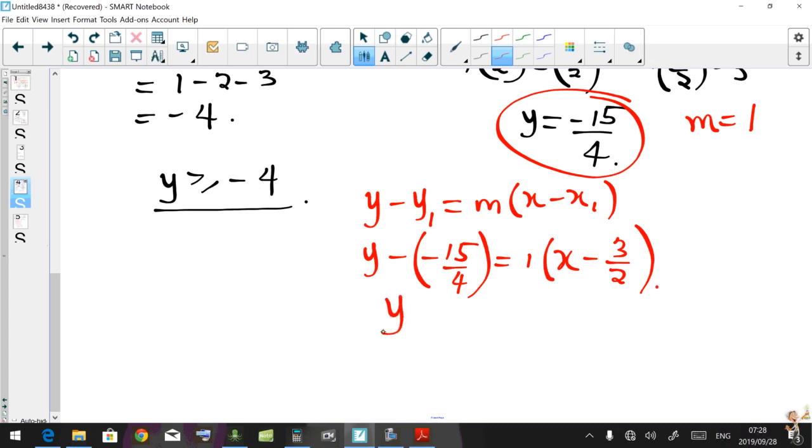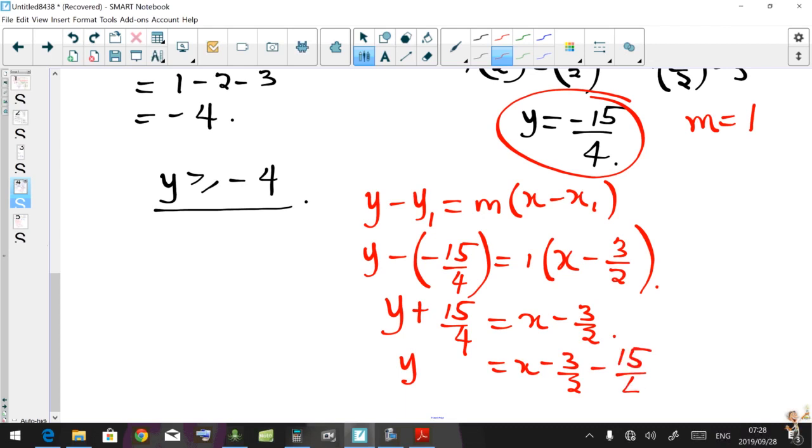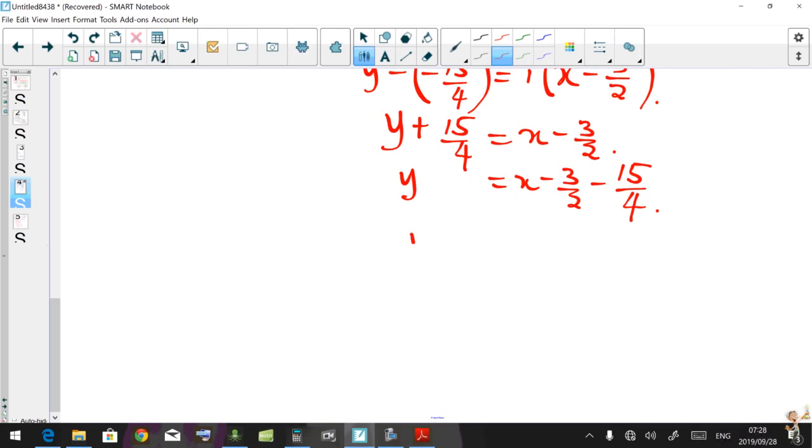Okay, so y plus 15 over 4 equals x minus 3 over 2. y therefore equals x minus 3 over 2 minus 15 over 4. If you use your calculator, you are going to get x minus 21 over 4. We could work without a calculator, because if you multiply all of this by 2, it gives you 6, and minus 6 minus 15 gives you negative 21. So that's the equation of the line. But please use a calculator to get your answer there. Lovely. So that's the equation of that line.